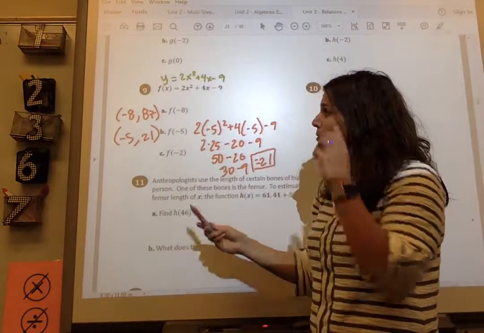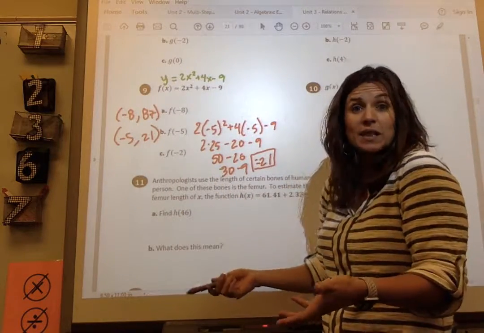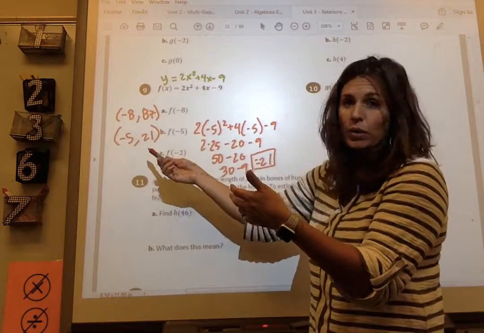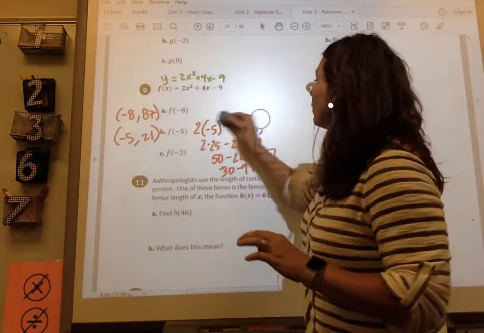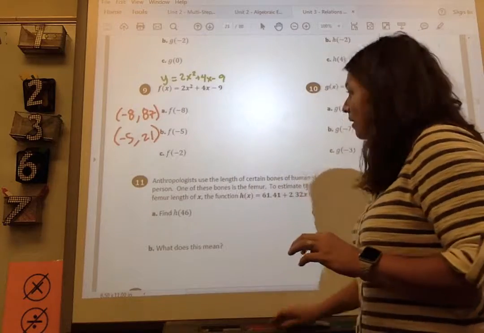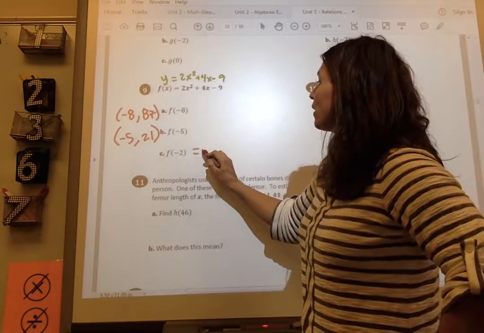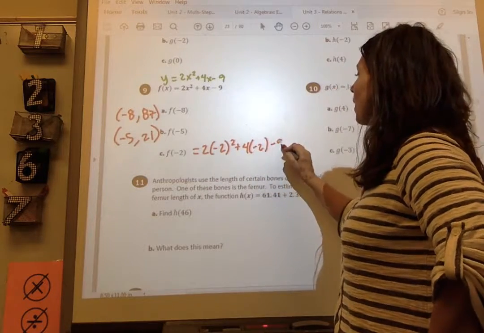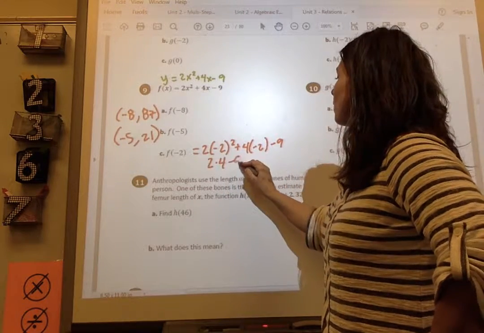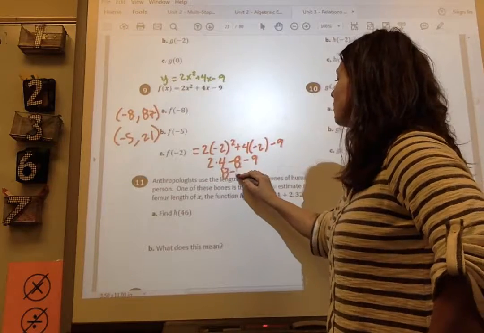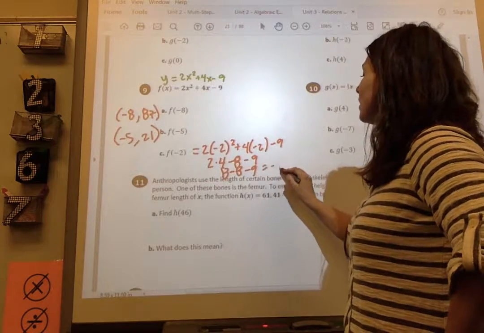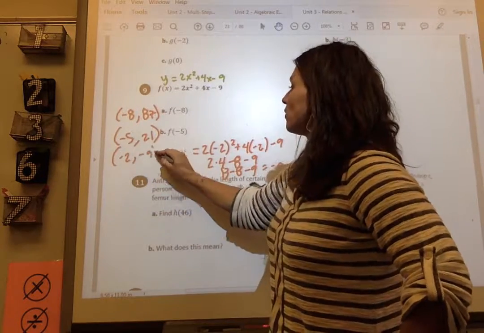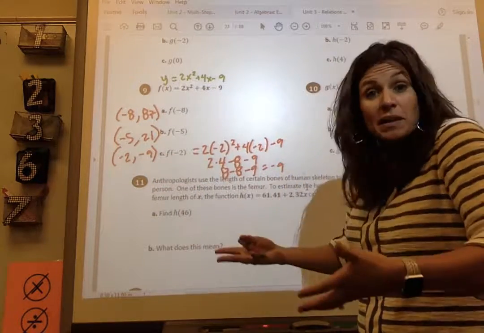So that's another representation you can look at, because we've seen that before. When x is negative 8, y is 87. When x is negative 5, y is 21. And again, I could do it when x is negative 2. So I can evaluate this function when x is negative 2. And I get 2 times 4 minus 8 minus 9. So 8 minus 8 minus 9 is negative 9. So when x is negative 2, my y value is negative 9. You have an input, it spits out an output.